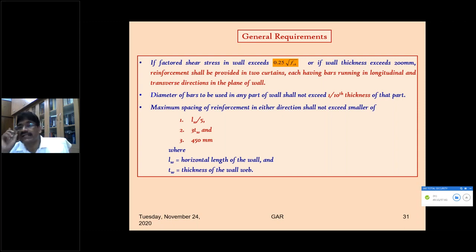So therefore, two layers, and in each layer we should have the reinforcement properly spaced. The diameter of the bar to be used is 1/10 of the thickness of the wall, and the maximum spacing of the reinforcement, these are the details, is the length of the wall divided by 5, or 3 times the thickness, or 450 mm, whichever is the smallest one. Lw is the horizontal length of the wall, tw is the thickness of the wall.